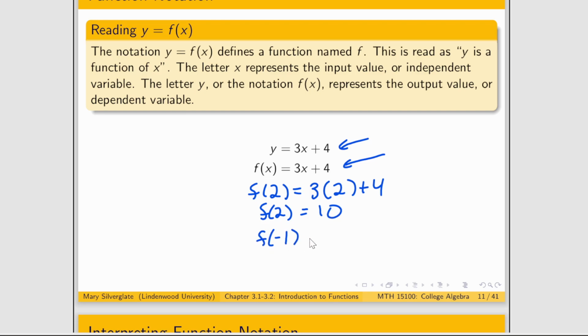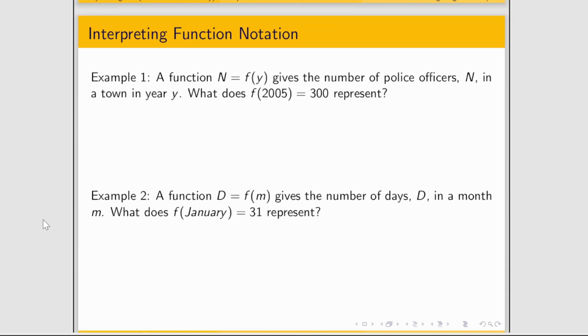What if I asked you to find f of negative 1? That means replace the x with a negative 1. 3 times negative 1 is negative 3 plus 4 is 1. So I just figured out that negative 1 maps to 1. I just figured out that positive 2 maps to positive 10. It's just a different way of stating that exact same equation, but now using function notation. And we're going to use this function notation all the time in this class. So the quicker you get used to it, the easier your life will be.